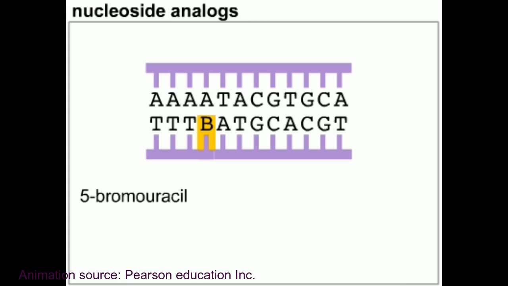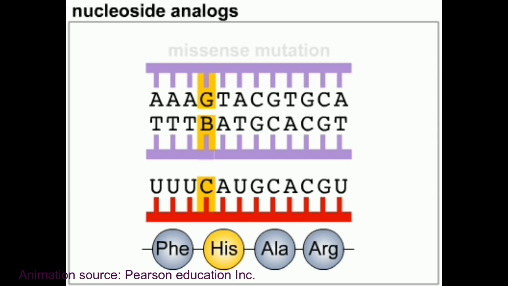For example, 5-bromouracil is a nucleotide analog of thymine, but it often pairs with guanine rather than adenine. Incorporation of 5-bromouracil can therefore lead to a base substitution mutation of a guanine for an adenine.